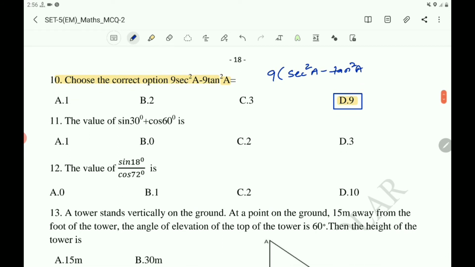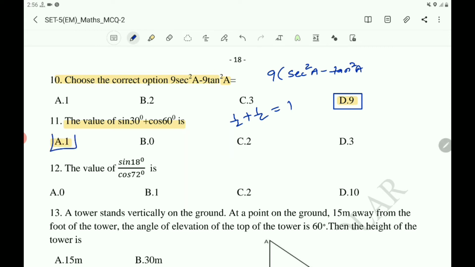Then you take the 11th question. The value of sin 30 degrees plus cos 60 degrees. What is the value of sin 30? Sin 30 is 1 by 2. Cos 60 is also 1 by 2. 1 by 2 plus 1 by 2 is 1. That is half plus half. So what is the answer here? Option A.